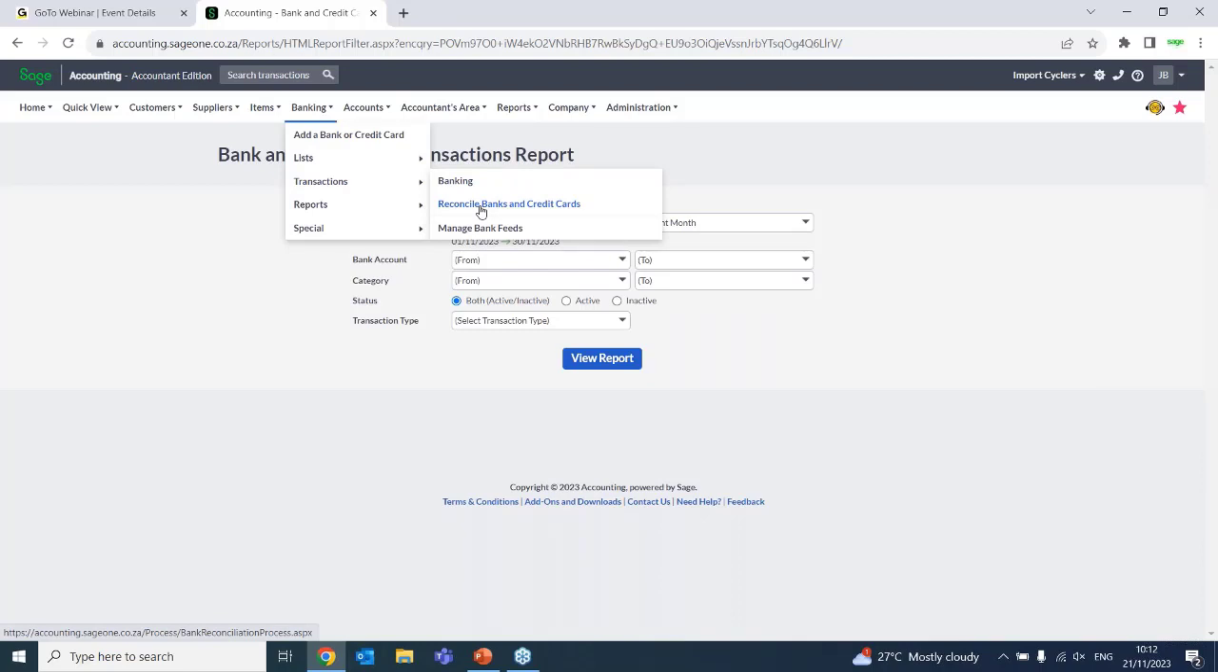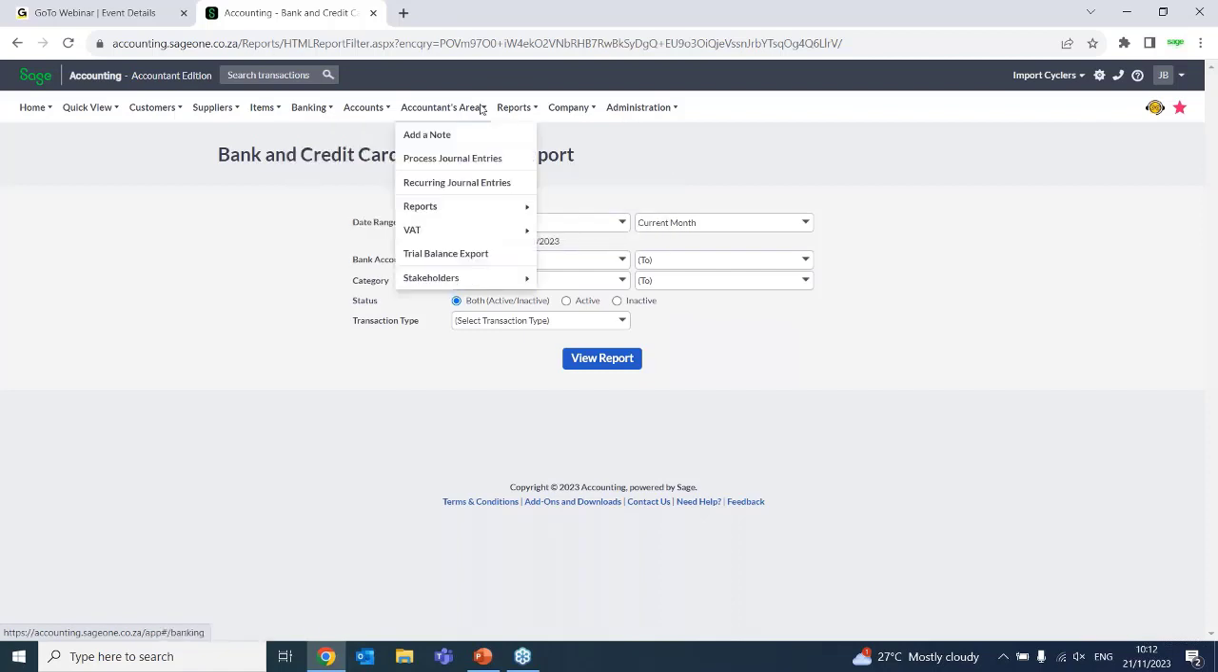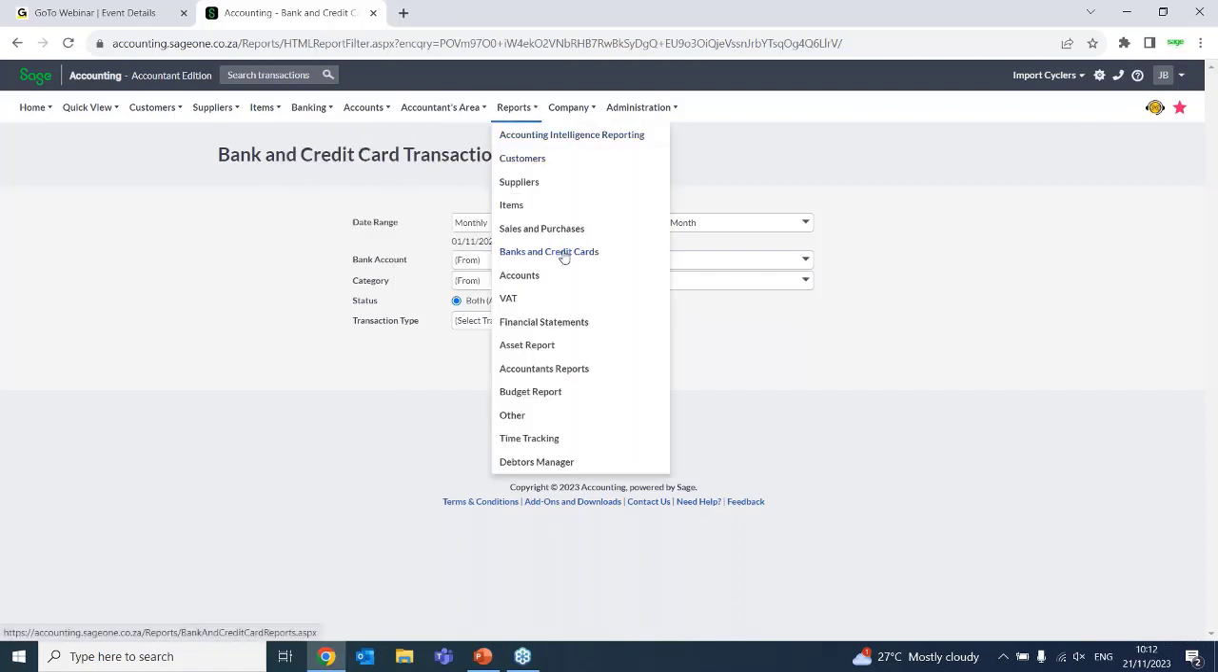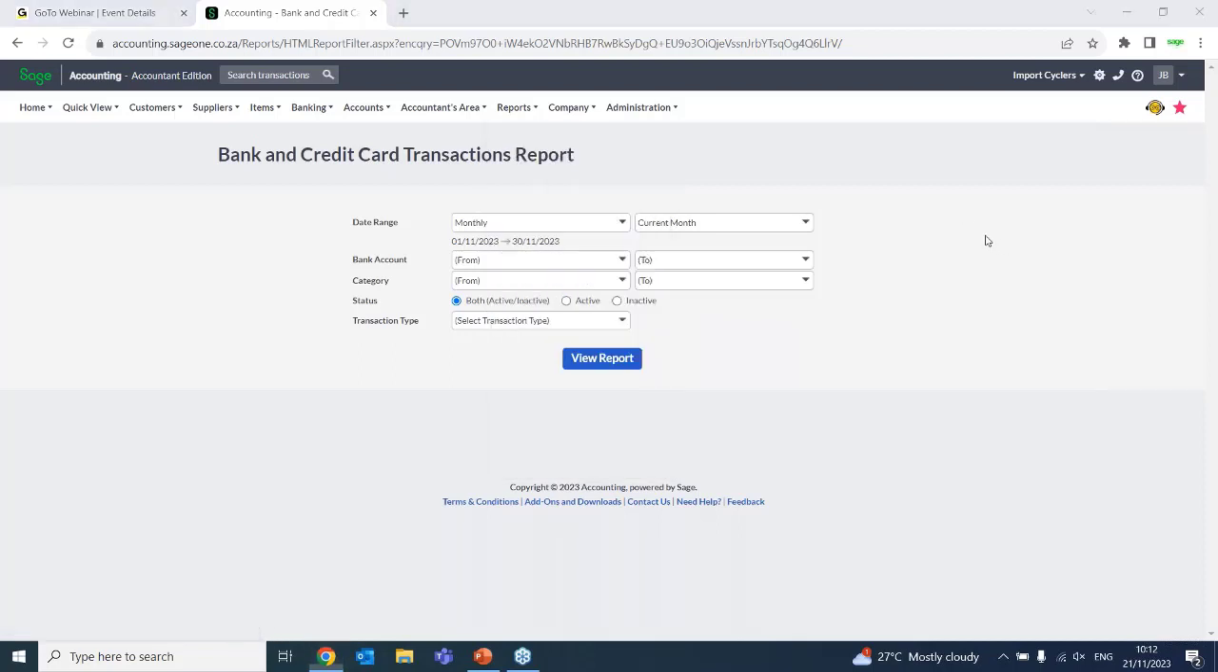We've checked that it's not on my bank statement, the closing balance. So now we're checking our various reports. We're checking our bank and credit cards, our suppliers and our customers. Okay, so I've got yeses, so I'm assuming that you're with me.